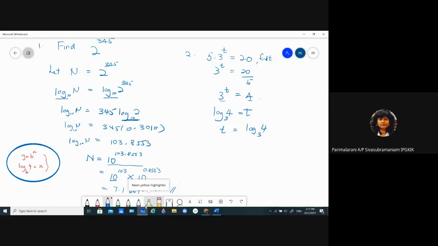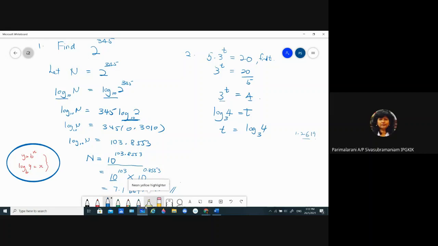Now, can you find this in your calculator? Log 4 base 3. Cannot? I think you can. Yesterday, somebody gave me the answer. But if you cannot, never mind. I think it is 1.2619. Yes, 1.2619, correct. This is the correct answer.